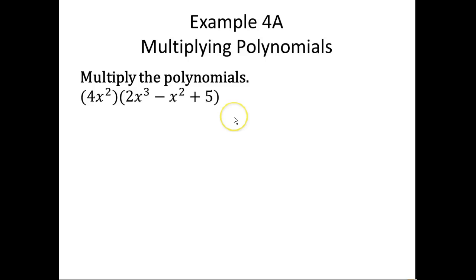Okay, one more example. Let's say I want to multiply this time. Notice I'm not dealing with binomials anymore. In fact, this one's a monomial, and I'm multiplying by a trinomial. Okay, so how would we take care of this? Well, you just use the distributive property. Distributive property will always work.